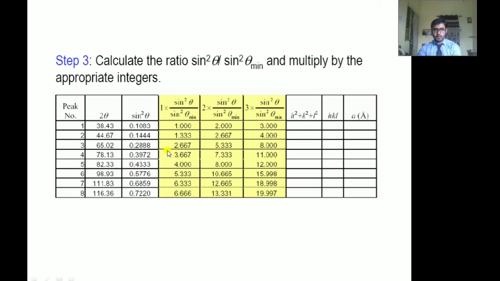Likewise we do this, and I find these values in this column. Next is to multiply these values by integers. Why? I will tell you. This is multiplied by 1, being sin square theta by sin square theta minimum, and again I multiplied by 2 here and I get these values, and I multiplied by 3 here and I get these values. If I multiply this sin square theta ratio by 2, I get an integer value, not a fraction, while here I get the fractions 5.333 and 7.333. Here I get the integer 8, a whole number.